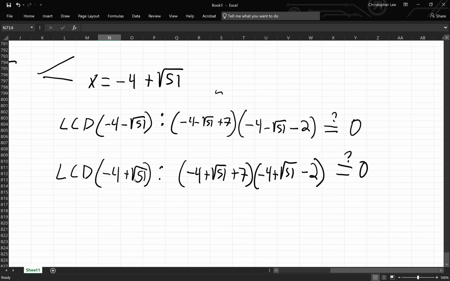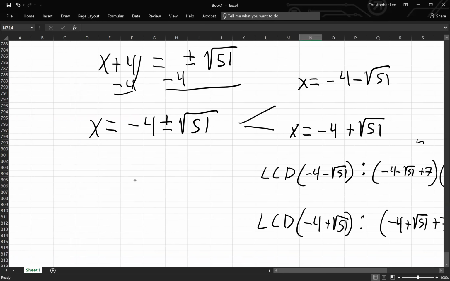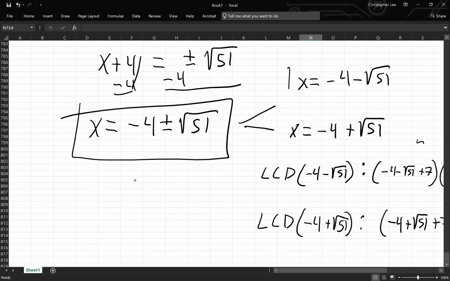If either one of those made it 0, that would be an extraneous solution. You cross that out, it would be a single solution. That's your answer. All right. So for this question, we just verify that this is in fact the right answer, or this, your choice, whatever you want to do.